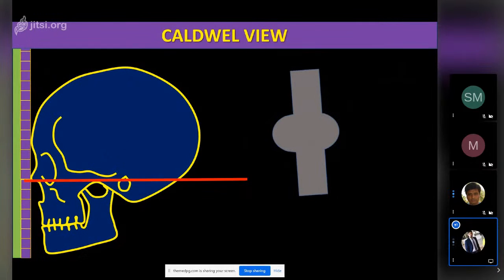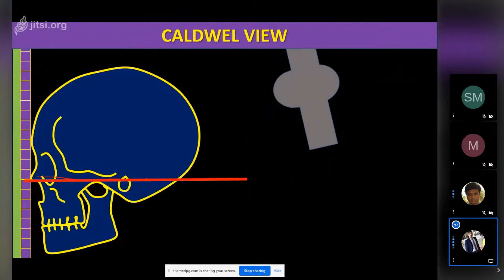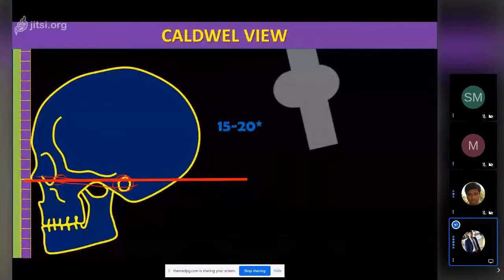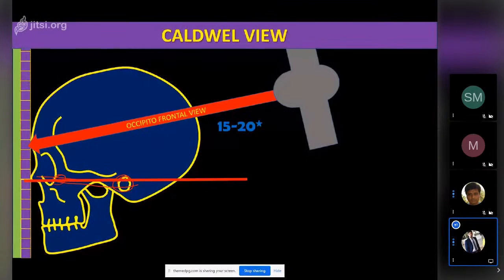This is the orbitomeatal line. From the orbitomeatal line, the X-ray tube is moved cranially, and an angulation of 20 degrees is given. Okay, a 20-degree angulation to the orbitomeatal line in a posterior anterior direction gives the Caldwell image. We get an image like this.